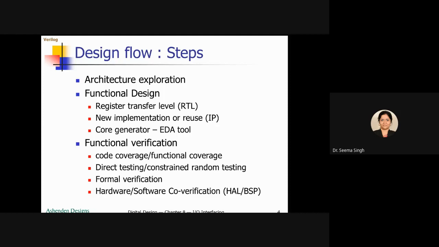So we need to add something more along with the direct testing. Apart from direct testing, there is something called constrained random testing. Constrained random testing involves a test case generator. What does the test case generator do? It randomly generates input data subject to constraints. Subject to constraints means what? Constraints on the range of values that is allowed for the input.